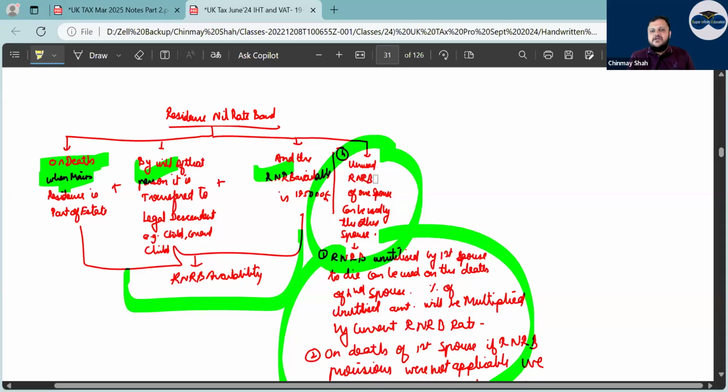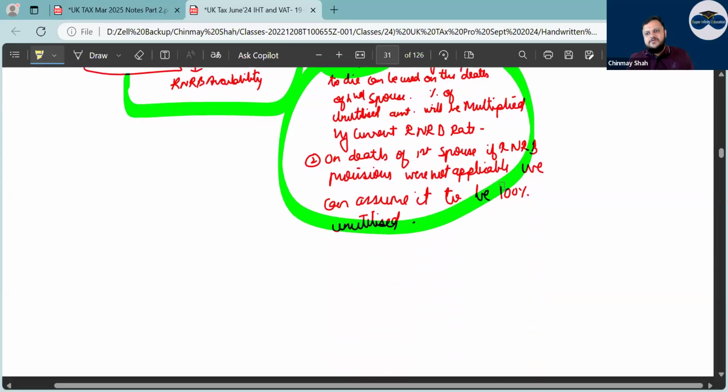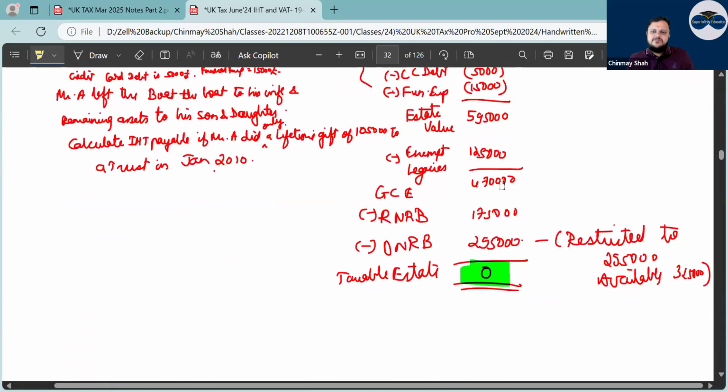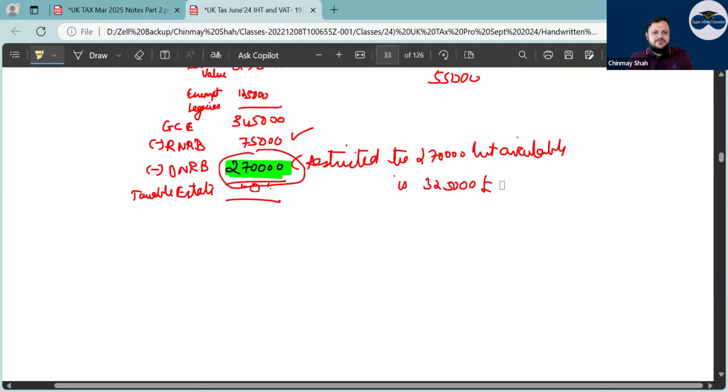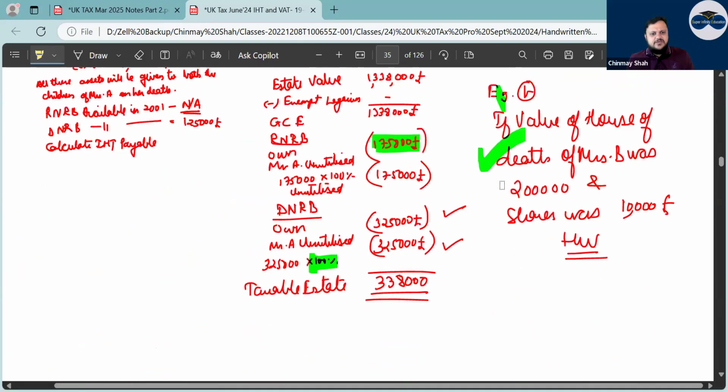Correct? Then if there is an unused RNRB, or RNRB was not there when the first spouse died, right? The percentage, or 100% if there was no RNRB, because RNRB came in 2017. If the spouse died before 2017, right? And he has no RNRB at that time, so full 100%. So you will get, if the second spouse dies after 2017, right? And the first spouse dies before 2017, full RNRB 100%. And unutilized, if both spouses die after 2017, the unutilized can be used. You can have a look at this, correct? Value of house, main residence, was 75,000. Different questions I have done, right?